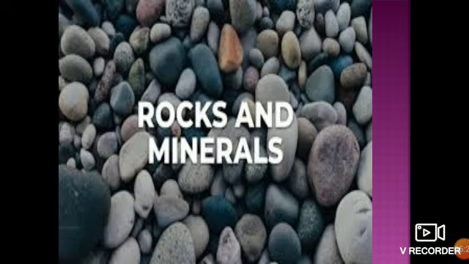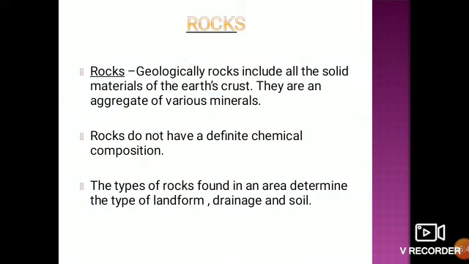Okay. Now moving on to the main elements which comprise our lithosphere, that is the rocks and minerals. We'll have a basic introduction to rocks and minerals. If you talk geologically, rocks include all the solid materials of the earth's crust, whether it is hard like granite or soft like clay. They are an aggregate of various minerals.